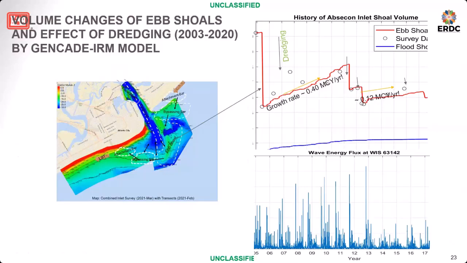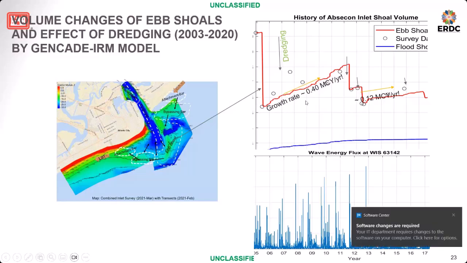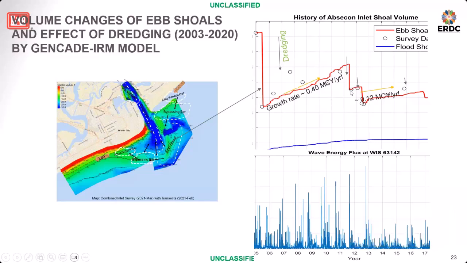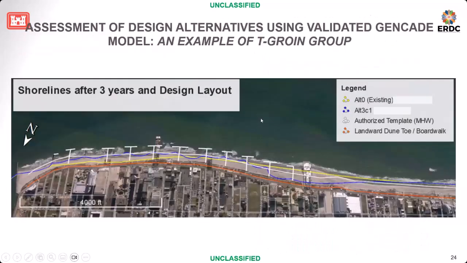More important is how well the model predicts volume change. A good thing is that historically we have pretty good data. Those symbols show measured volumes, and they also provide dredging volumes. So the simulated red line pretty much goes through all those measured volumes, and because dredging events are input parameters, there is definitely a jump, an actual jump. And you can use this validated model to do a feasibility study of a design.